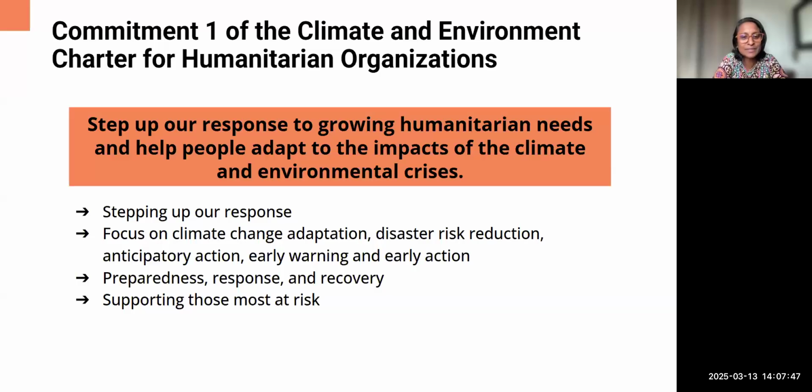And despite the experiences of DRR, anticipatory action, early warning, early action, humanitarian actors are facing challenges in the sector, such as fragmented responses, lack of technical expertise, tools and guidance, underfunded community-led initiatives, which we hear quite often, and sometimes a limited recognition for the good work already being done. In addition, of course, humanitarian financing is often inadequate and unpredictable.